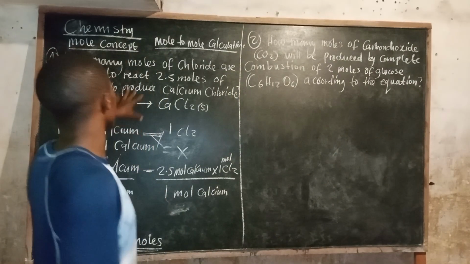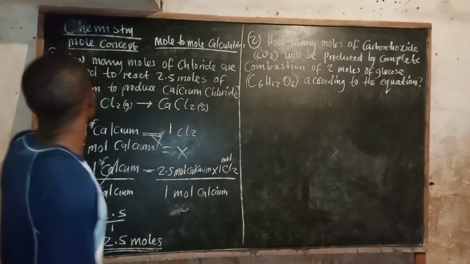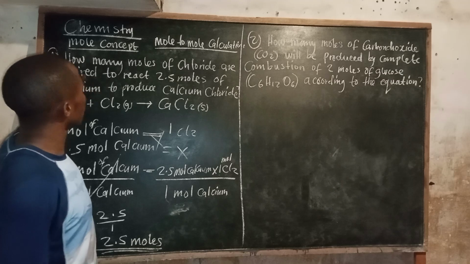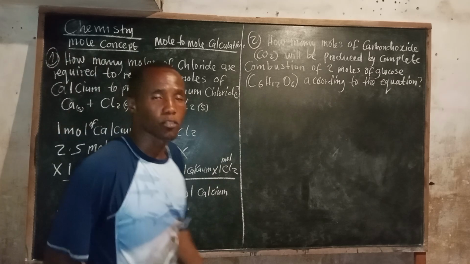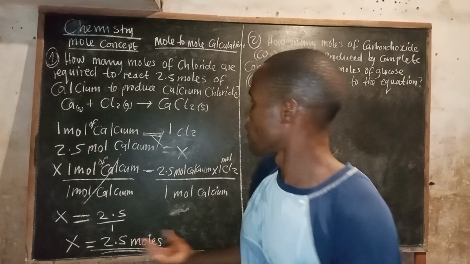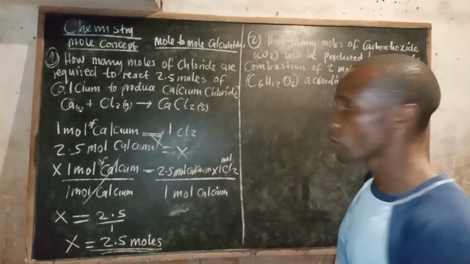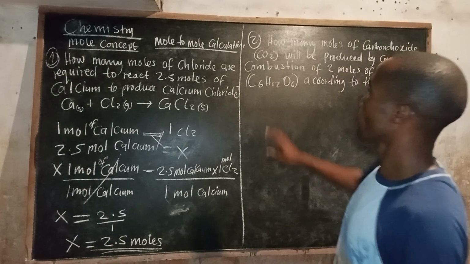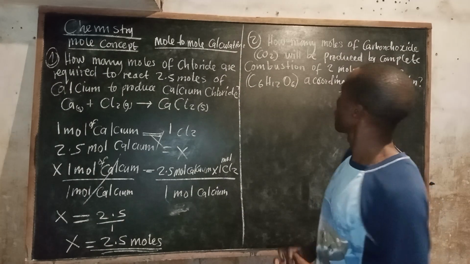These are the moles that are required to react with 2.5 moles of calcium. That is how we calculate moles to moles calculations. Then we go to the next example.